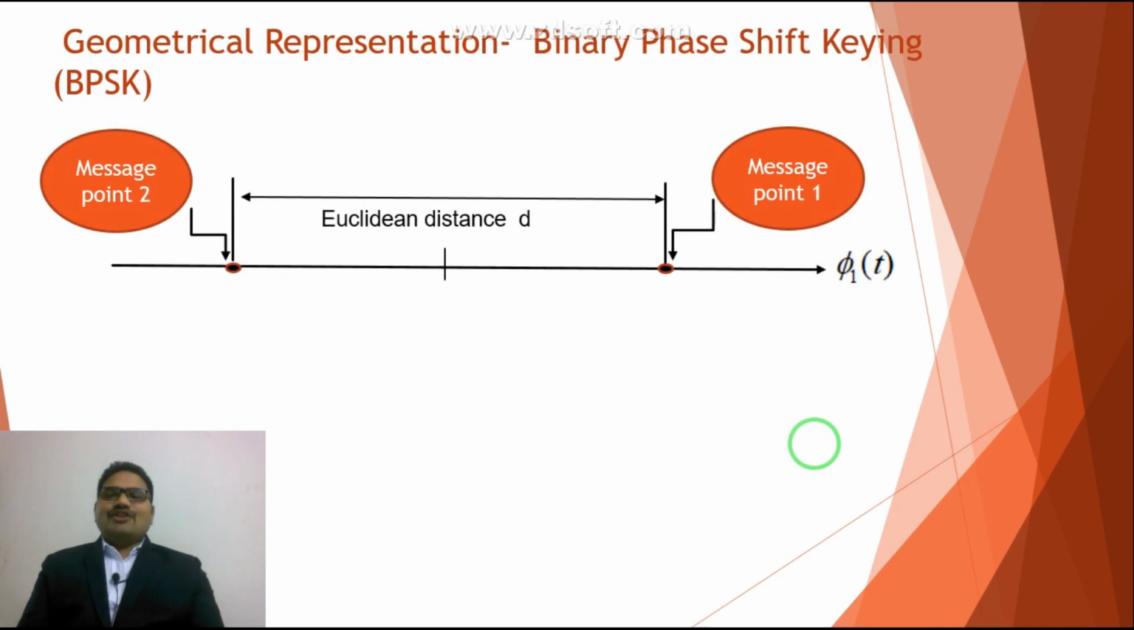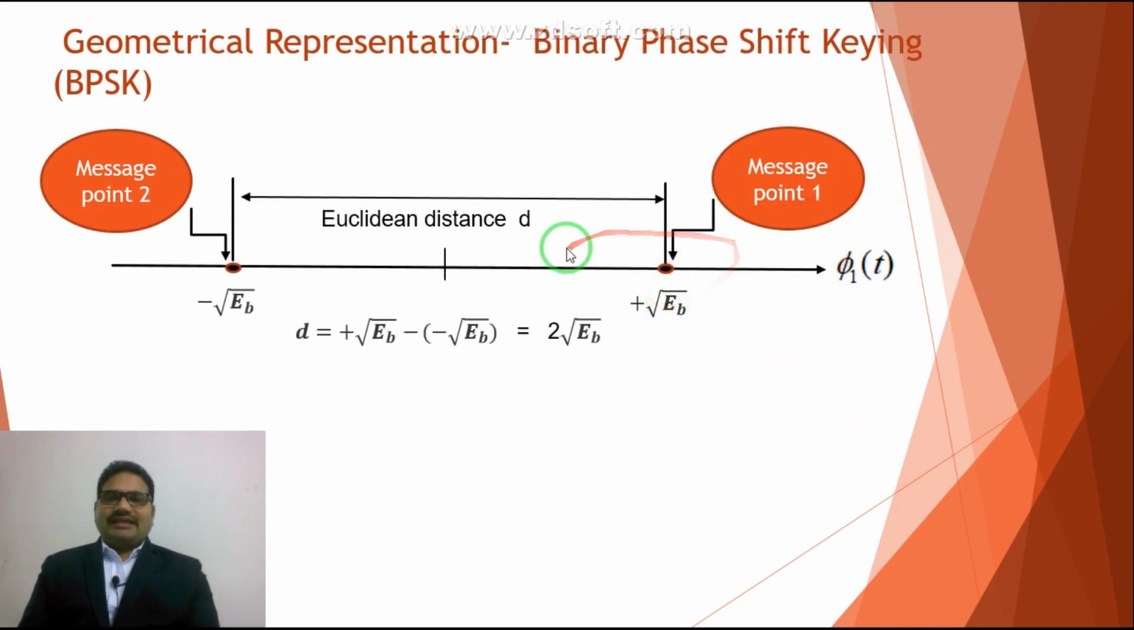So this is your geometrical representation of your BPSK. This is phi 1 of t, and these are the message points 1 and 2, which denote plus under root of EB, and minus under root of EB. The distance between these two message points is called Euclidean distance, denoted by small d, and this is your 0.